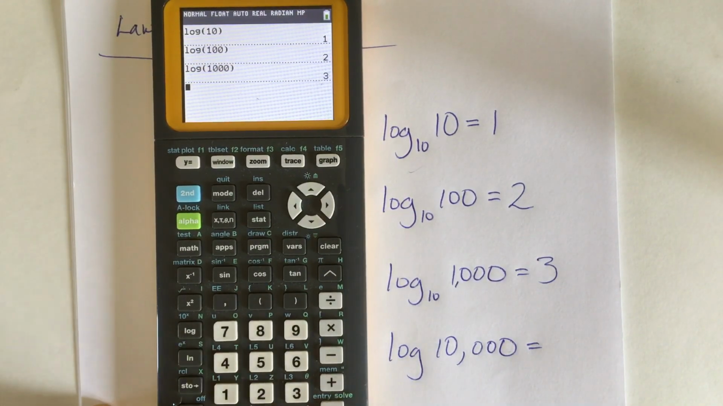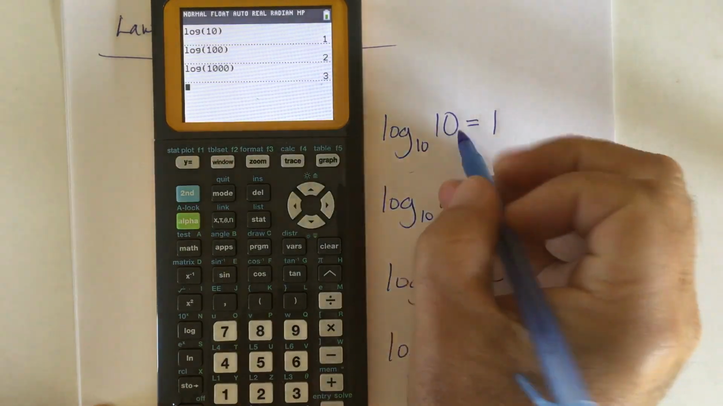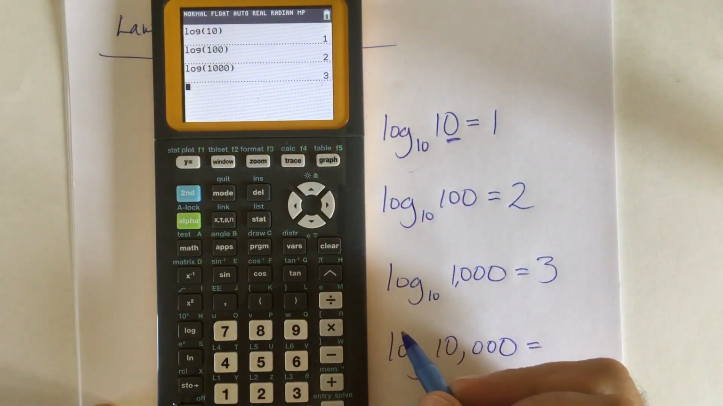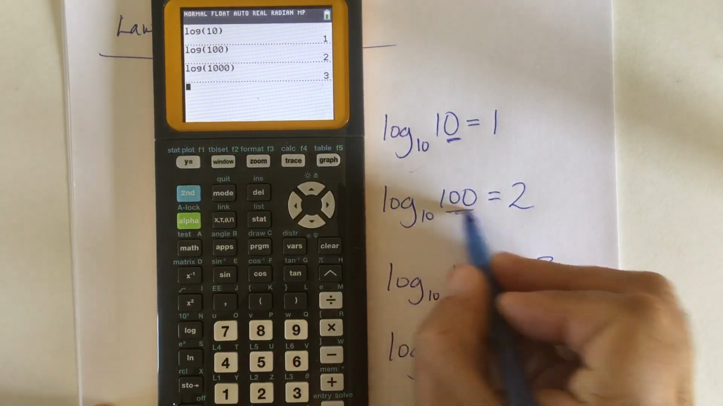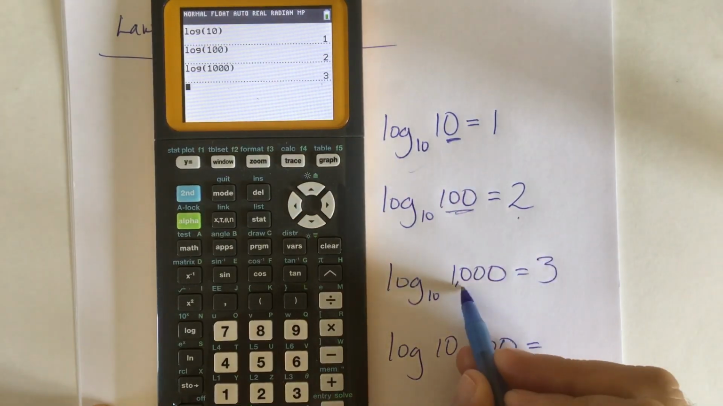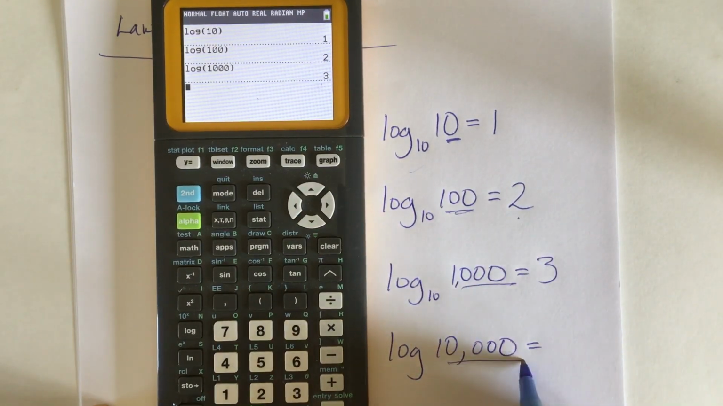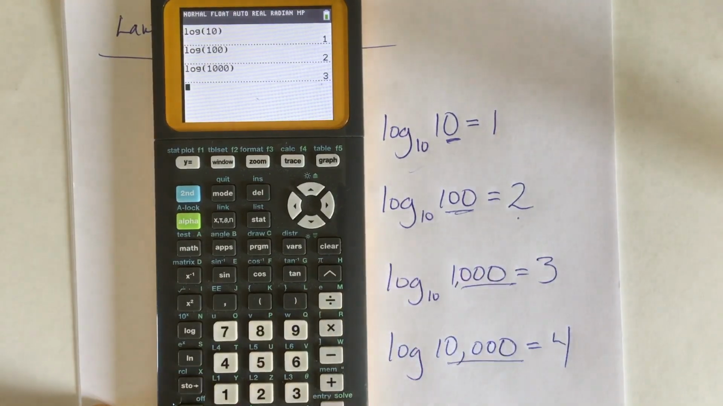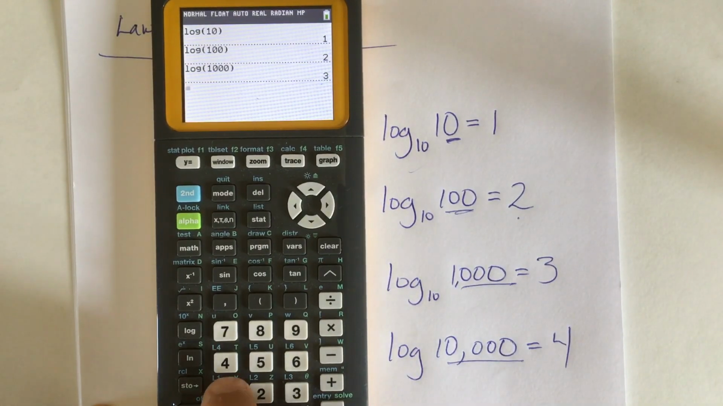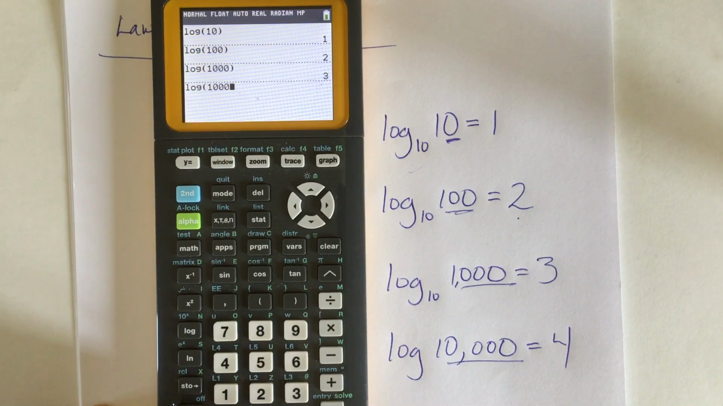Now, there are patterns in mathematics all over the place. So log of 10, guess what? There's 1 zero in a 10. There are 2 zeros in a 100, 3 in a 1,000. So this one has 4 zeros, so chances are the answer is 4. And yes, long and short of it, that is exactly how this works.